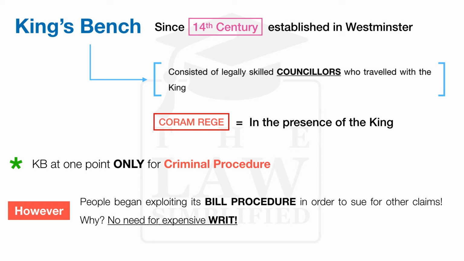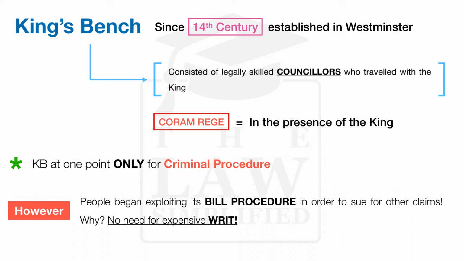Now, quite interestingly, and this is why this lesson is important as well, people began exploiting the bill procedure of the King's Bench in order to sue for other claims. If you went through the lesson previously on the Court of the Common Pleas, as well as that of the Exchequer, you'd note that in order to bring proceedings to court, specifically that of the Common Pleas, you needed to invoke one of the King's writs, a writ in order to summon a particular defendant to court.